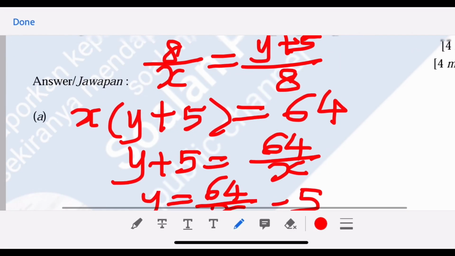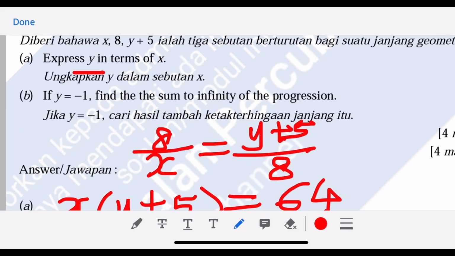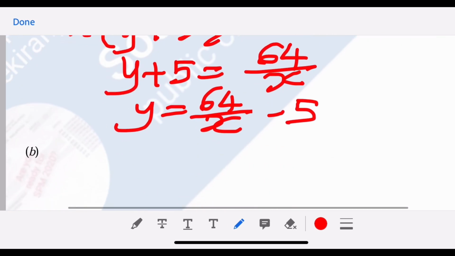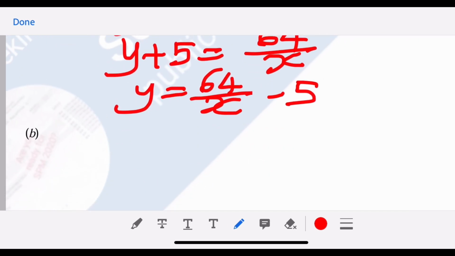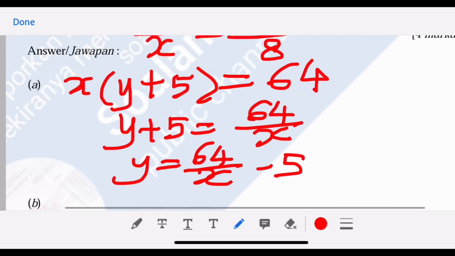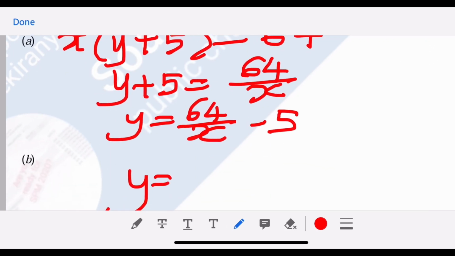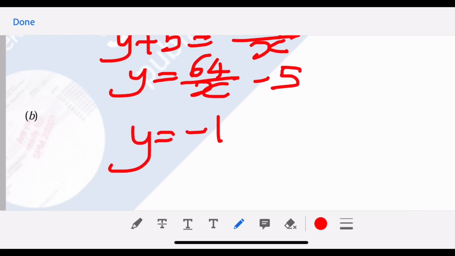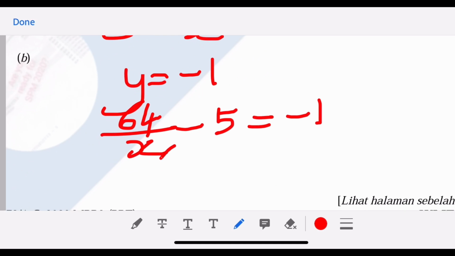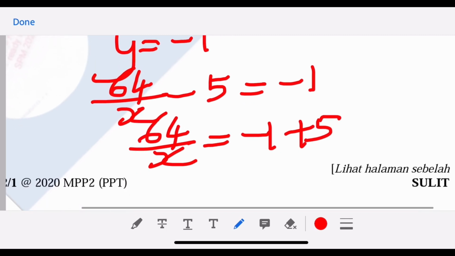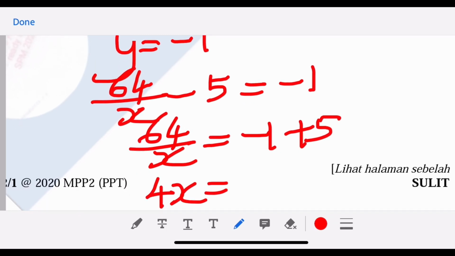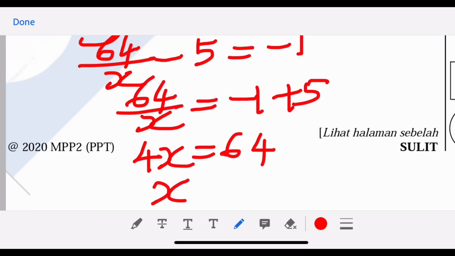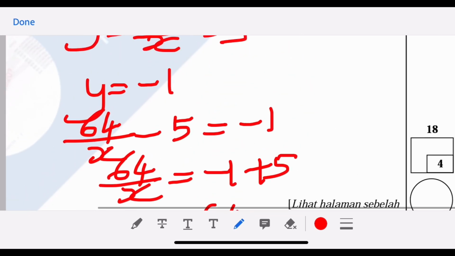Or you can make the denominator the same. y equal to (64 minus 5x) over x also can. Alright, this is the answer for y in terms of x. So please follow the instruction of the question, y in terms of x. The question says if y equal to negative 1, find sum to infinity. So we will substitute 64 over x minus 5 equal to negative 1. Then 64 over x equal to negative 1 plus 5. So that means 4x equal to 64. That means x is equivalent to 16, right?